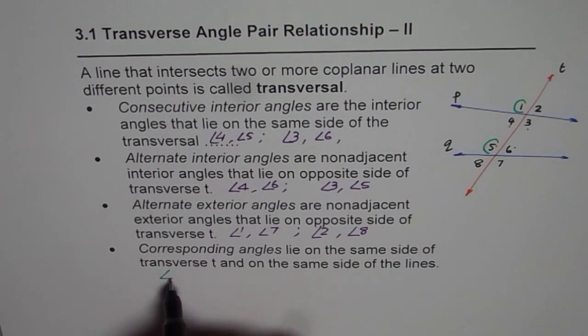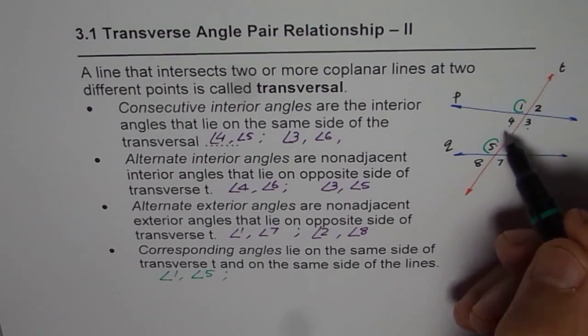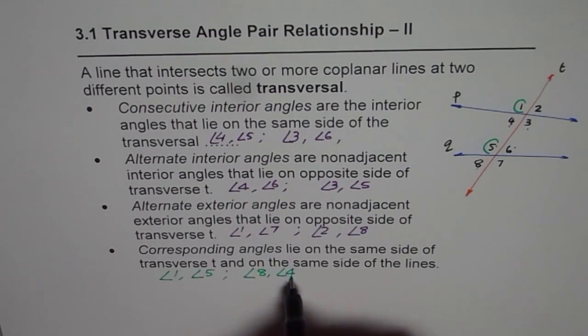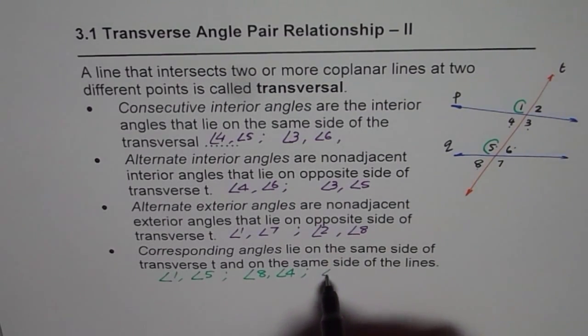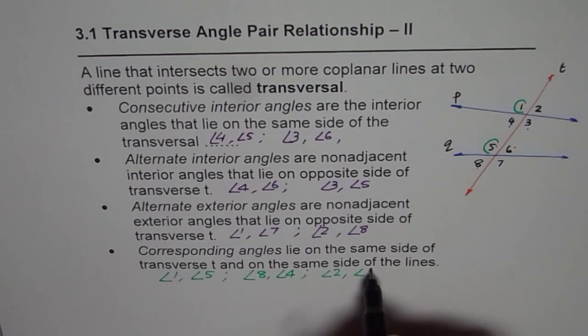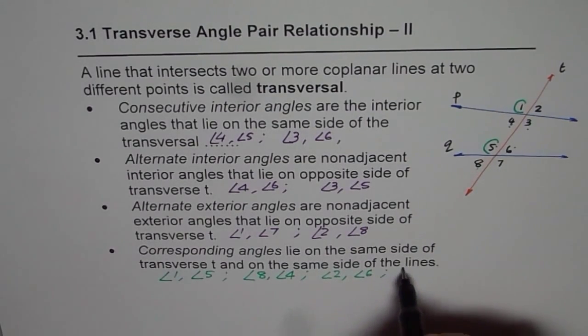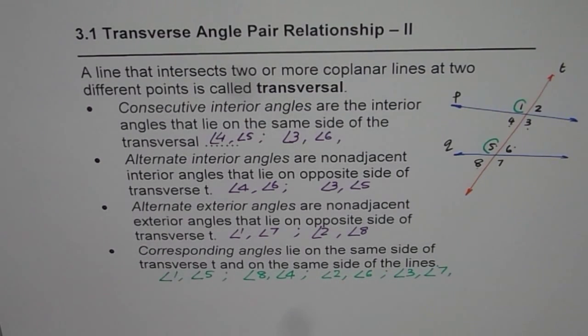So I'll write here angle 1 with angle 5. Now, as you can see, 8 and 4 is also corresponding. So angle 8 and angle 4. So these are the angles on the left side. Similarly, on the right side, we have angle 2 with angle 6 and angle 3 with angle 7, right? Angle 3 with angle 7. So I hope with this now you understand transversal angle pair relationships, right?